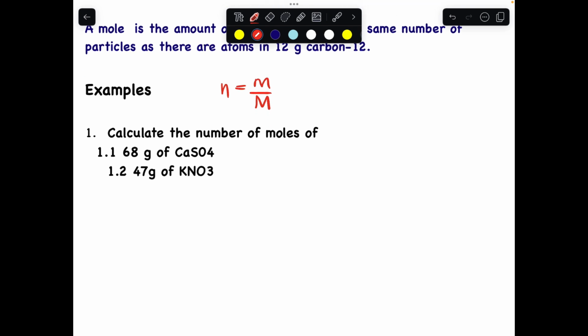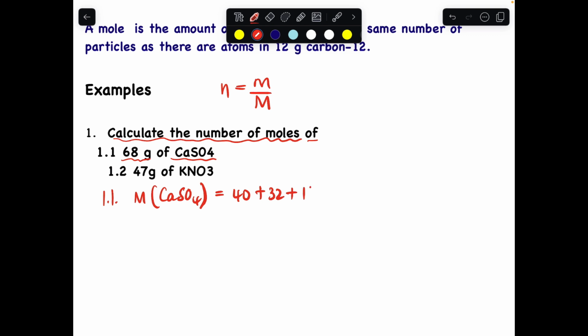Now, question 1 says calculate the number of moles of 1.1. We have 68 gram of calcium sulfate. Using this formula, you are given the mass and you need the molar mass. So in 1.1, the first thing I'm going to do is calculate the molar mass of calcium sulfate. Calcium is 40 plus the sulfate is 32. You get it from the periodic table.